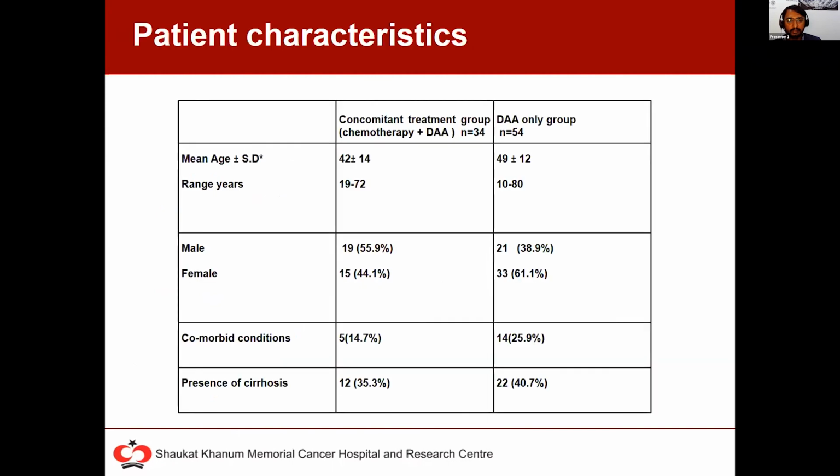As regards the baseline characteristics for all study participants, mean age was 42 in the concomitant group, while it was 49 in the DA only group. The majority of the patients were male in the concomitant group, while there were more females in the DA only group. Comorbid conditions were present in 14% in the concomitant group, while 25% in the DA only group, and cirrhosis was present in 35% of patients in the concomitant group and 40% of cases in the DA only group.